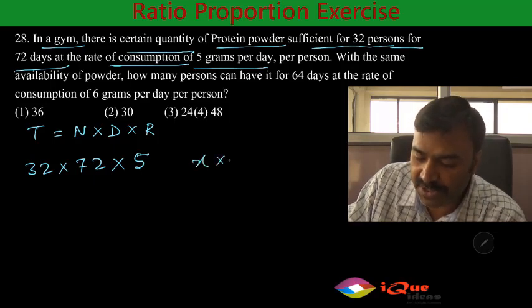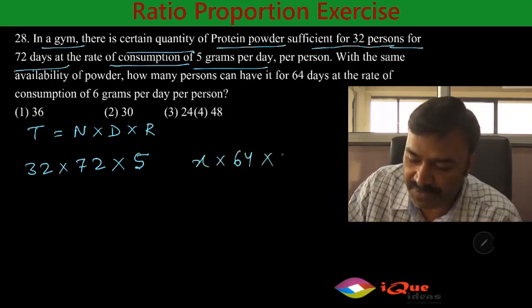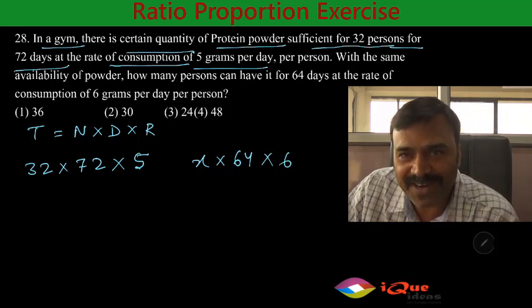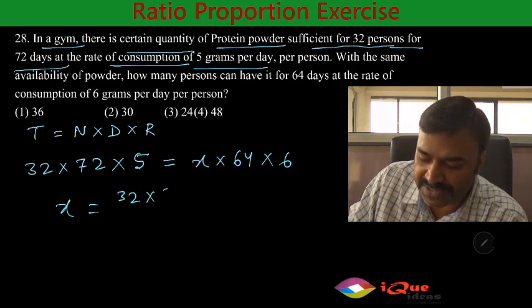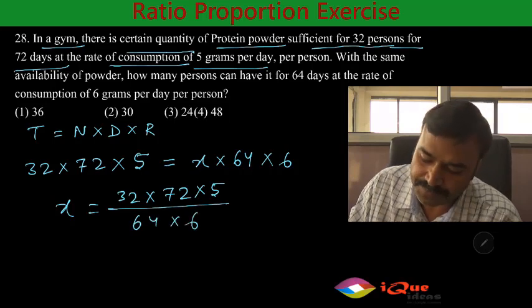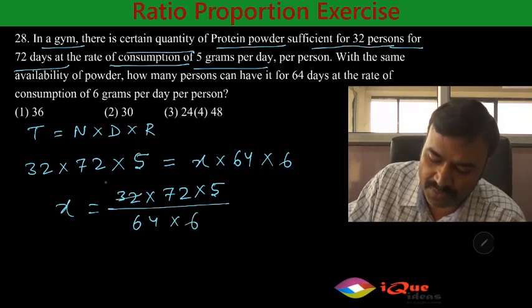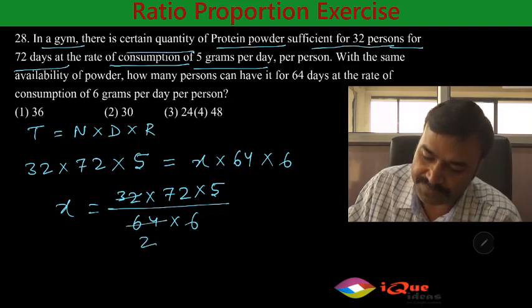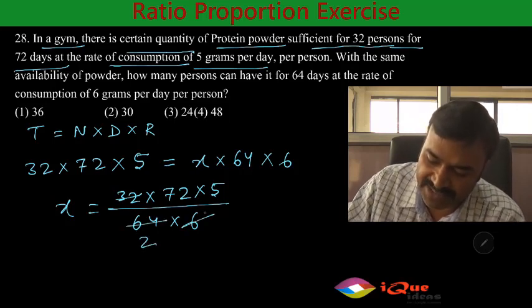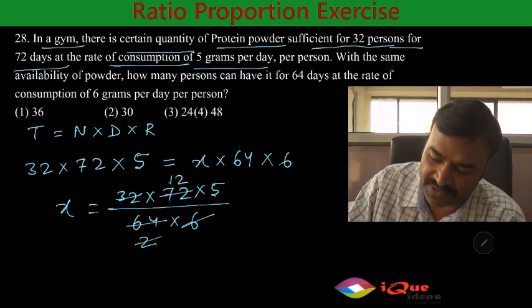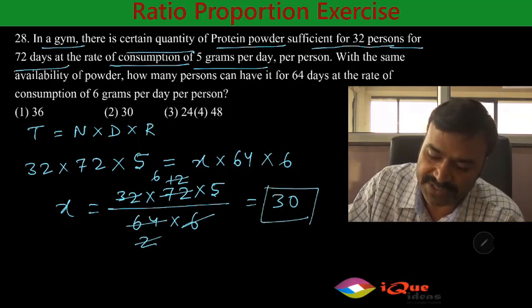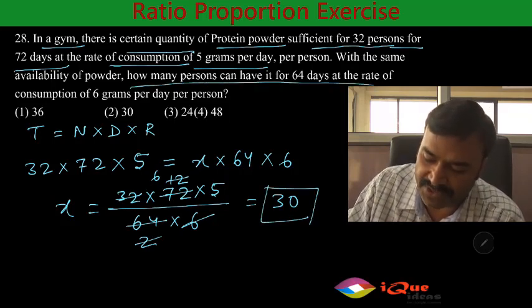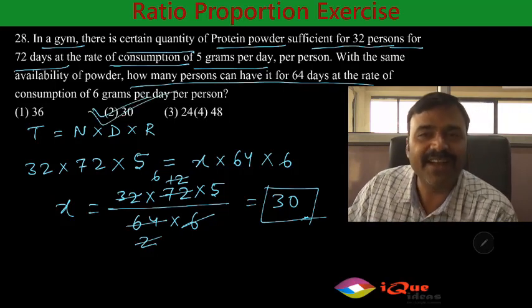So let's say X persons into 64 days at the rate of consumption of 6 grams per day. Alright. These two quantities have to be the same. So the value of X will be equal to 32 into 72 into 5 divided by 64 into 6. Now 32 cancels 64 2 times. Perfect. Very good. And 6 cancels 72 12 times, and 2 cancels 12 6 times. So 6 into 5, that is 30. So X is equal to 30. The question is asking how many persons can have it in the second case. So it is 30. Option 2 is the correct answer.